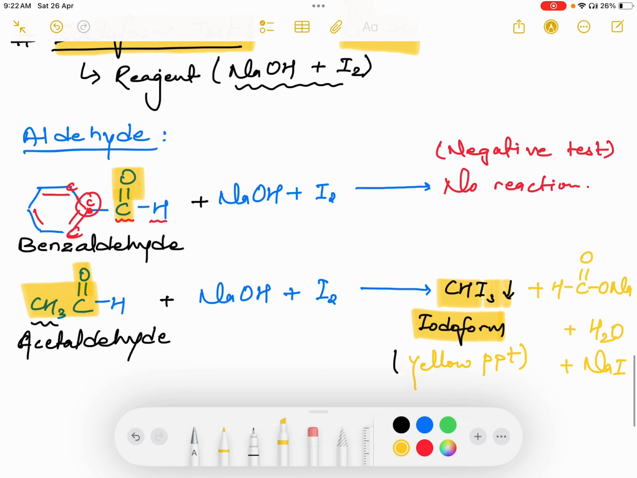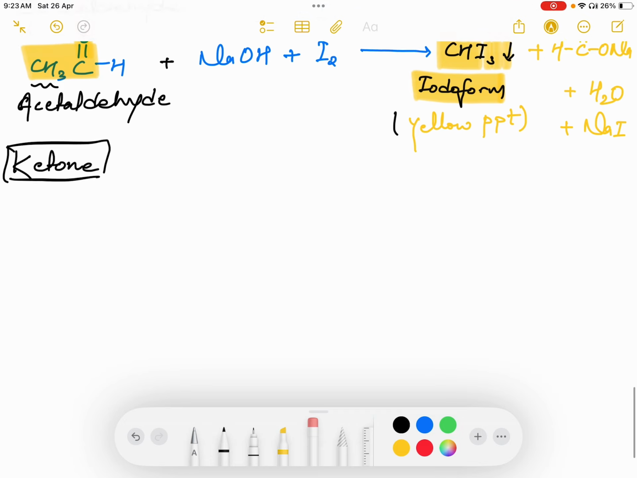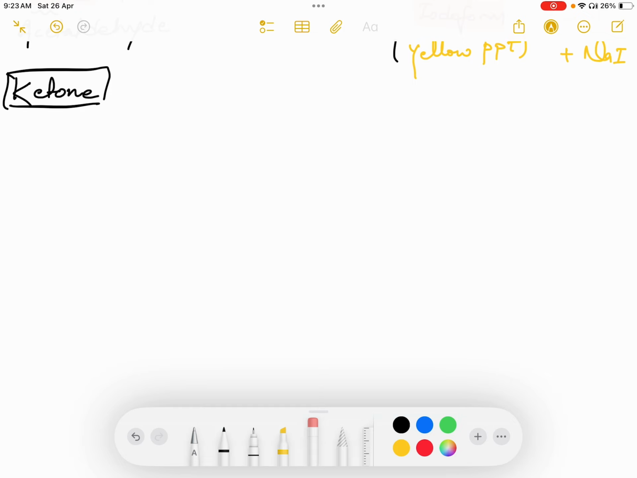Let me move further to what type of ketones. Let me take ketones again. Let me take acetophenone first. So what is acetophenone? Acetophenone is basically a benzene ring, so obviously you will have a benzene ring, and you need to have C double bond O and a CH3 group. So this one is your acetophenone.